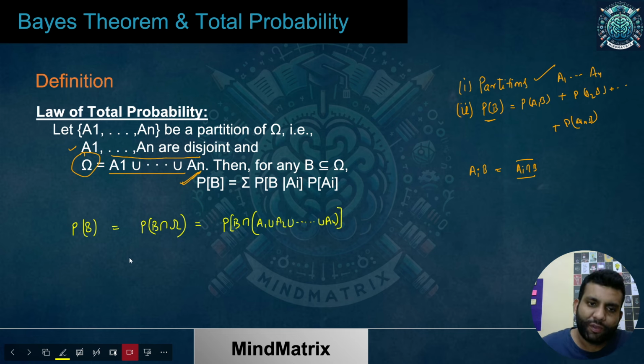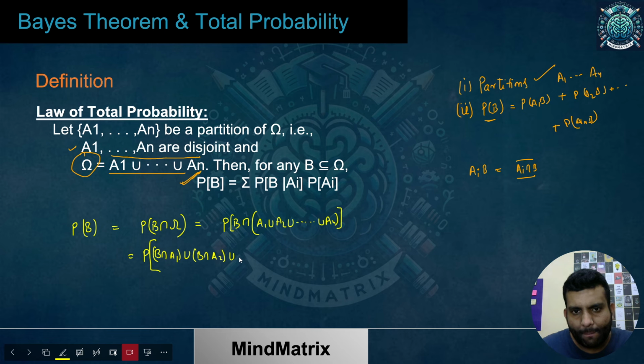Now it can be further written as, if you know these basic laws from set theory, you can write it as P of (A1 intersection B) union (A2 intersection B) union up to (AN intersection B).